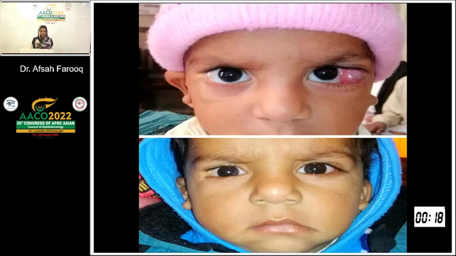On a lighter note, though we have removed such a large mass for the better cosmesis of the child, we still could not take his angry looks away.